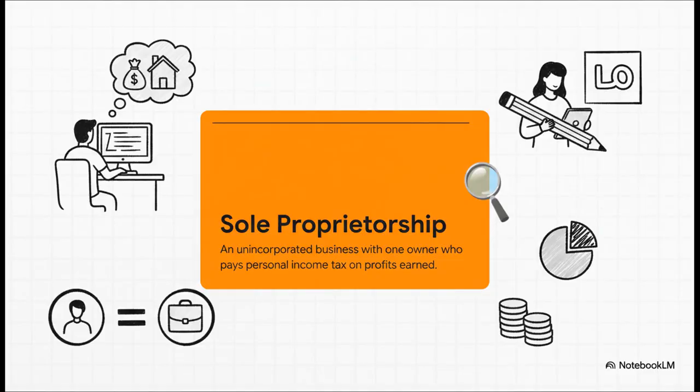Kicking things off with the simplest one, the sole proprietorship. This is basically a one-person show. Think of a freelance developer or a solo graphic designer. Now, the key thing to get here is that, in the eyes of the law, the business and the owner are the exact same thing. The business's profit is the owner's personal income.